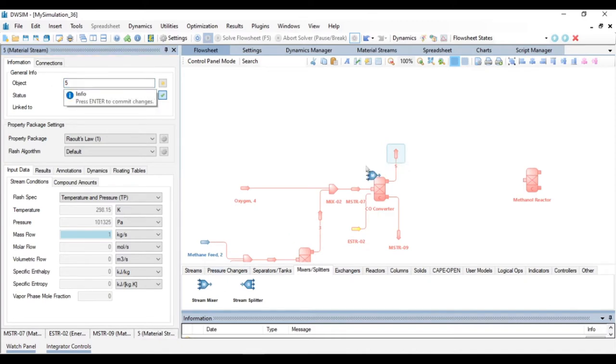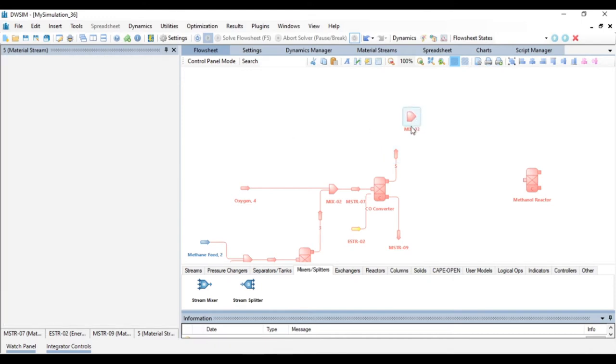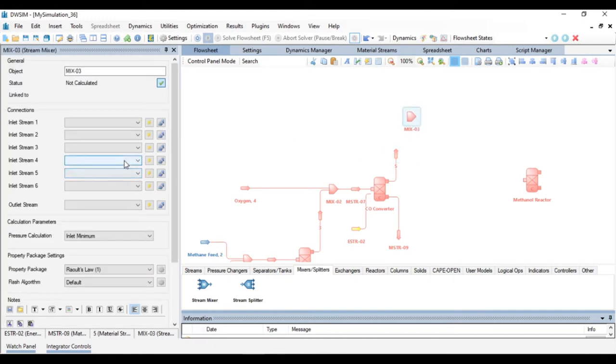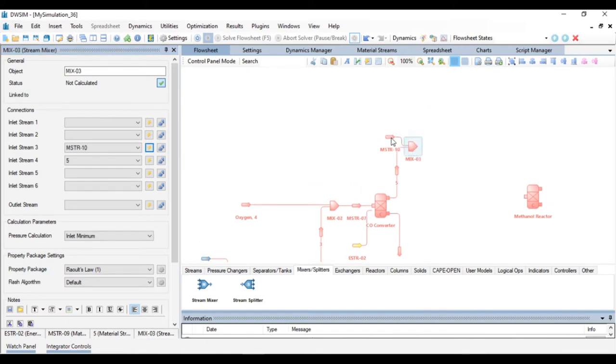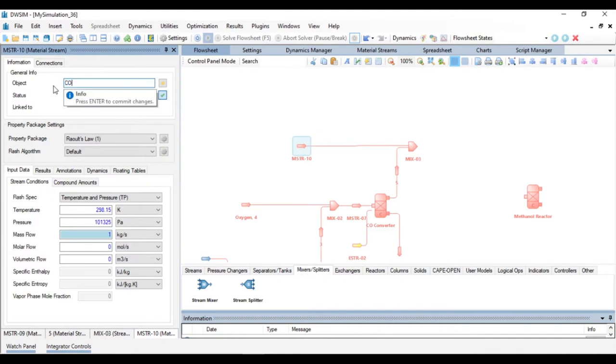And we'll add another mixer. This mixer will connect stream 5 to inlet stream 4. Then we add another inlet stream. This inlet stream, we'll drag it down here. This is the CO2 make up, the stream 6. So CO2 make up, comma 6.